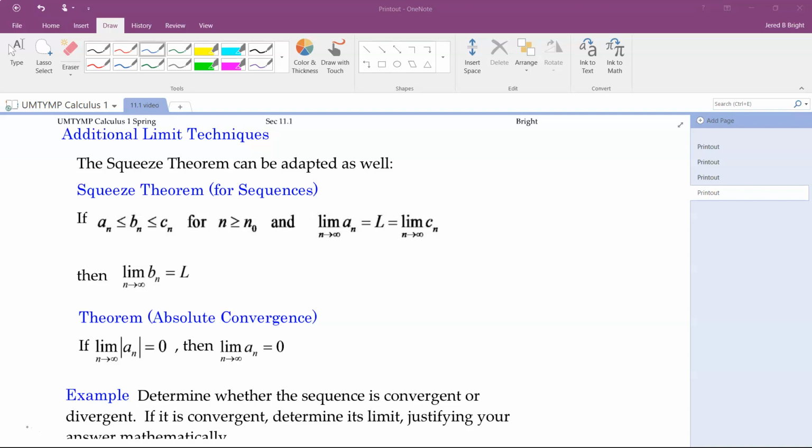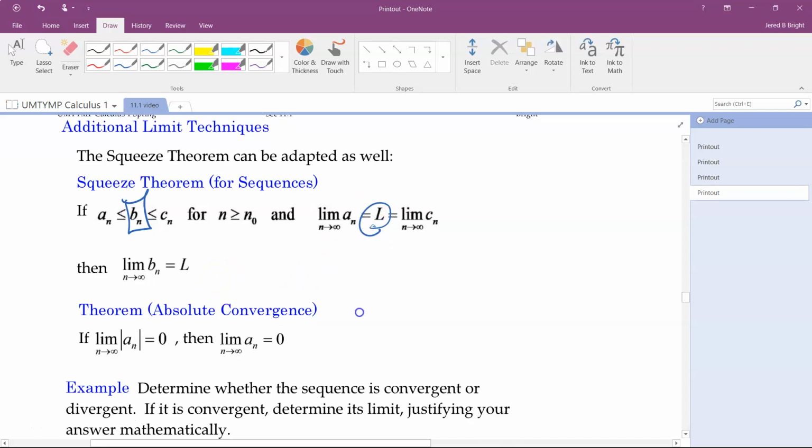So for that reason, the squeeze theorem applied for functions, so therefore it's going to apply for sequences. And so here, our standard squeeze theorem: if we can sandwich our sequence of interest, the Bn sequence, between two known functions that are easier, and those functions or those sequences both have a limit of L, then we can say that the limit of Bn is also going to be L.